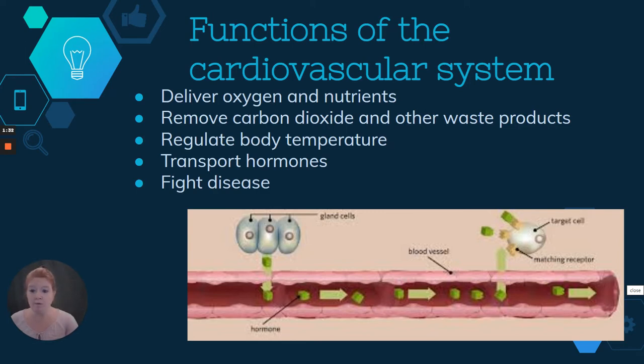It transports hormones. Remember, glands, so your thyroid gland in your neck needs to control other parts outside of just your neck. So the endocrine system needs to utilize the cardiovascular system to deliver those hormones so they can get to the right target cells. And then the cardiovascular system also plays an important role in fighting disease. So with the immune system, it's transporting white blood cells, antibodies, all kinds of disease fighting parts within the immune system.